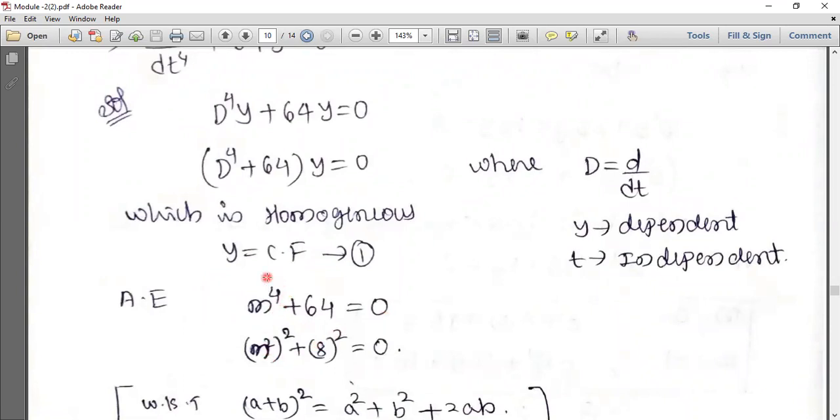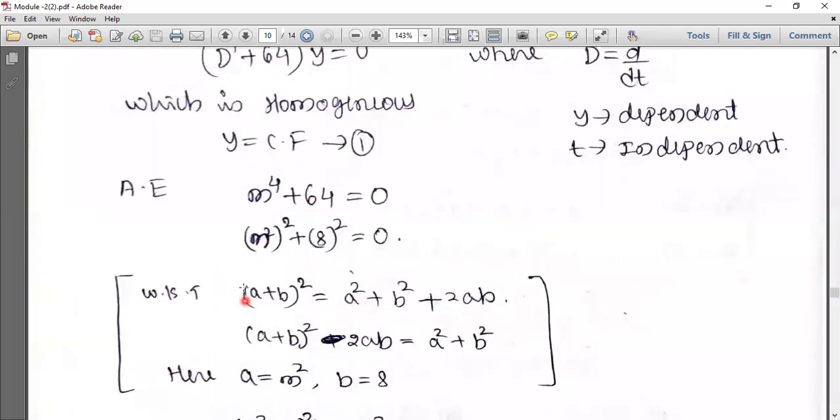So this is m raised to 4. I'll modify things, or else you can go for synthetic division; there is no problem for that. So m square the whole square plus 8 square equal to 0. This is a square plus b square. So how to apply the formula? We know that a plus b the whole square equals a square plus b square plus 2ab. I'm interested in a square plus b square, so I'll shift this term to this side and it becomes minus 2ab.